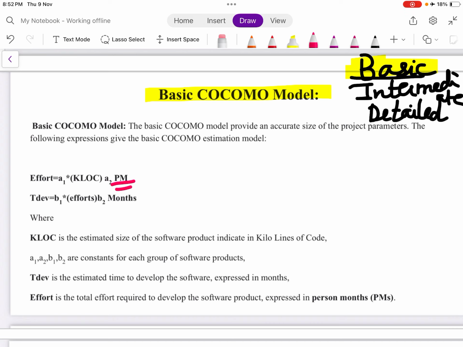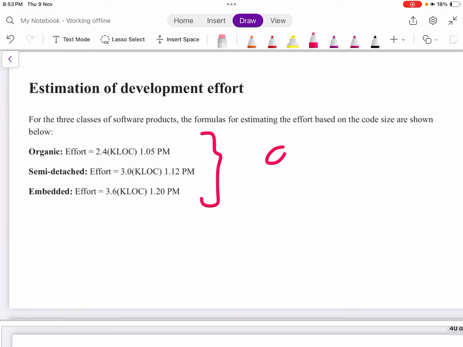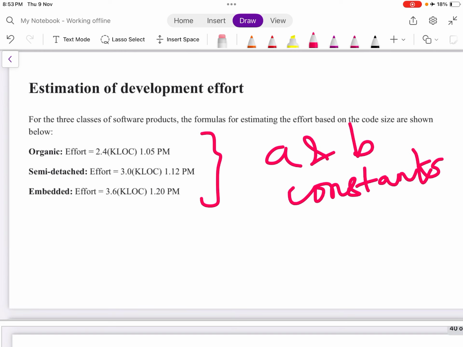A1, A2, B1, B2 are the constants for each group of software product. TDEV is the estimated time to develop the software expressed in months, and effort is the total effort required to develop the software expressed in person months. That is your PM. Estimation of the development effort for the three classes of software products. So A and B are constants, and they depend on the types of the software products or the classes.